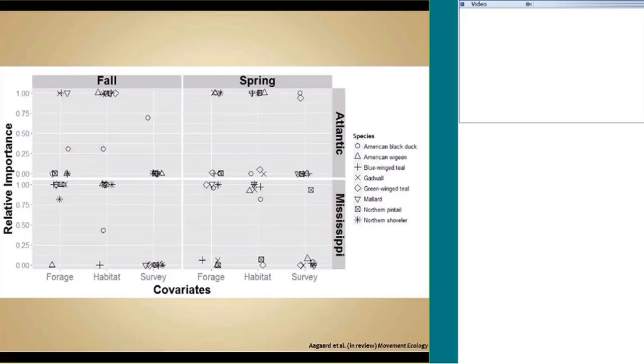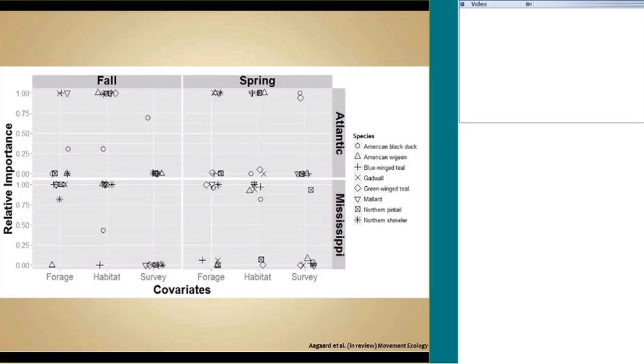So we could say that during the fall migration period in the Atlantic flyway, in that upper left quadrant there, we were hoping to see all 8 of these species grouped together in terms of the importance of each of those covariate groups. And we see that for habitat and certainly for survey, but to a lesser extent for the forage covariates. And then the other 3 season and flyway combinations show an even lesser degree of convergence on patterns as a guild.